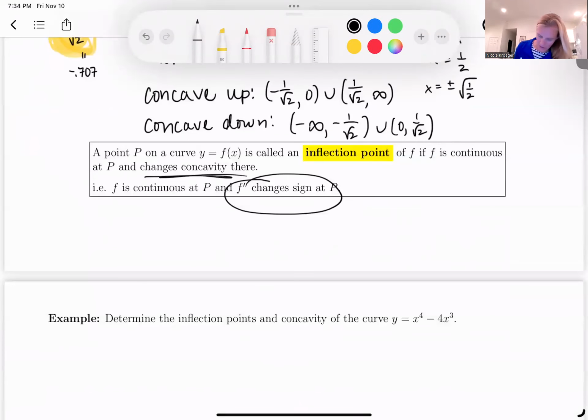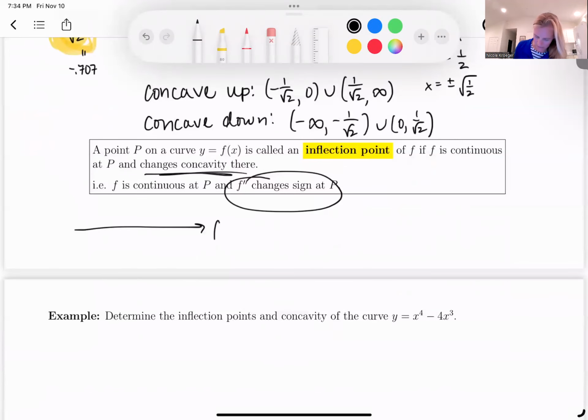If we had a sign chart for the second derivative that looks something like this, plus, plus, minus, then 0 would not be considered an inflection point, only 1 would be because there's a sign change there. Okay, it's a little different than critical numbers because with critical numbers, we don't care about the sign change. You should try this next one on your own, and I'll go ahead and record it in another video.